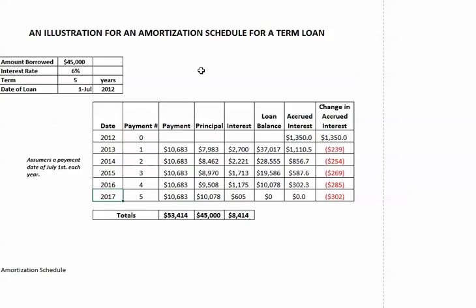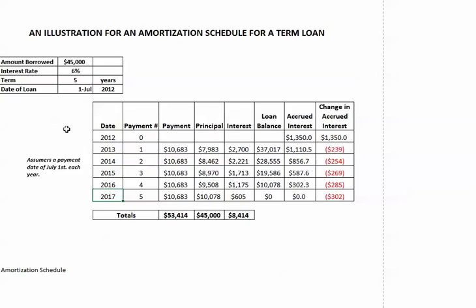Now I included a column for payment number, and you'll understand why, because I need that payment number when I use the Excel formulas to calculate principal and interest. Sometimes I have people ask me, well, why do you put the original date in? Because you don't have any payment due, but I think you'll understand that shortly.